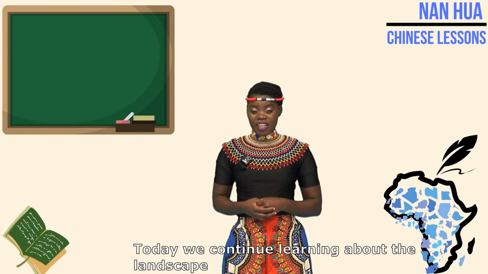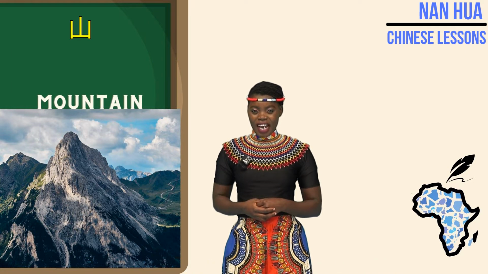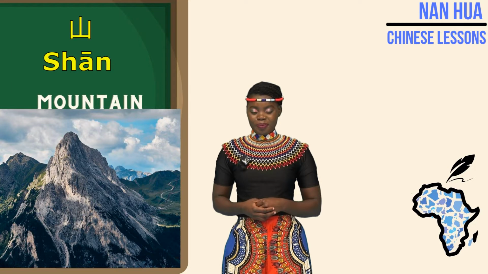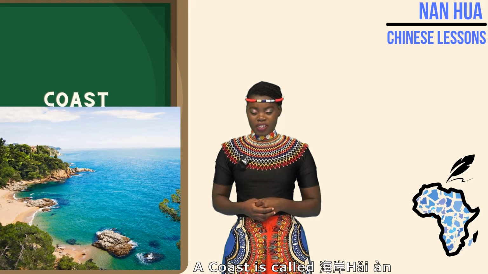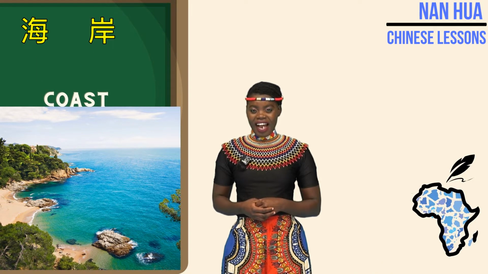Today, we continue learning about the landscape. A mountain is called Shan. Shan. A coast is called Hai An. Hai An.